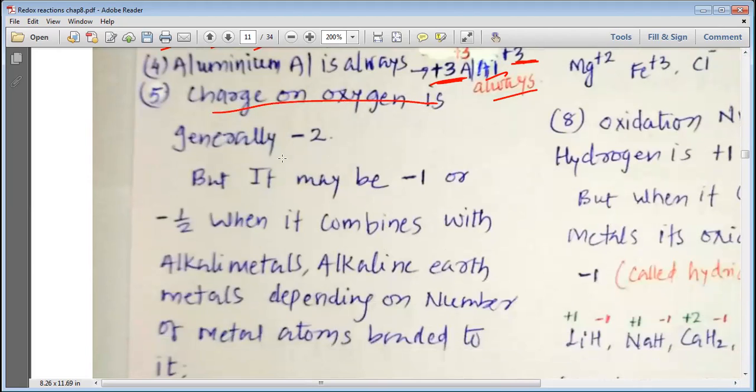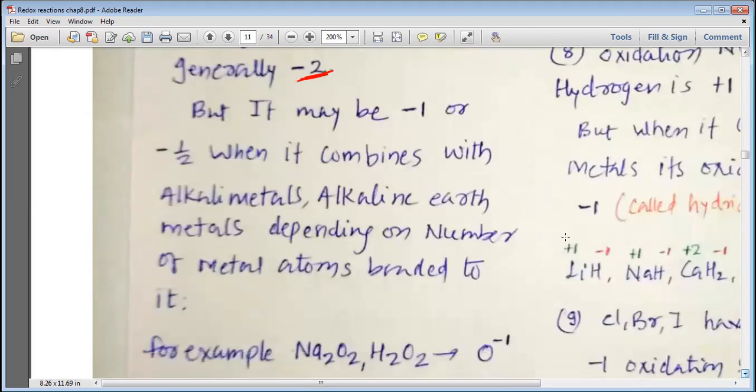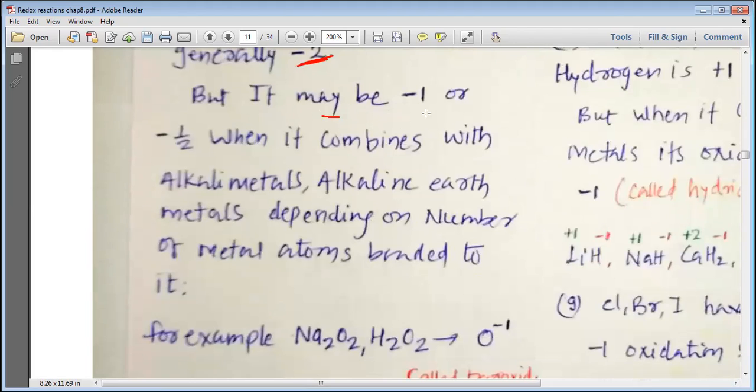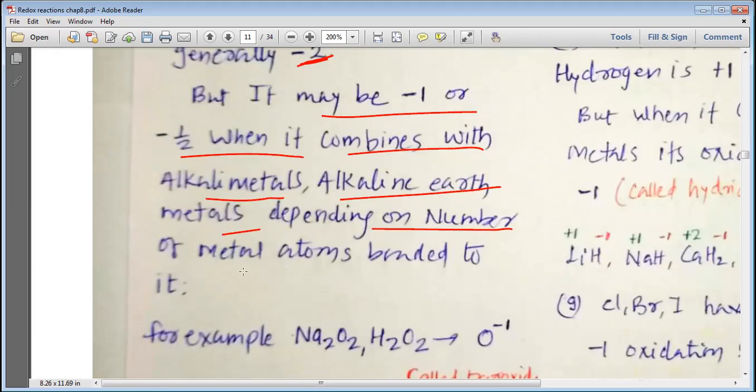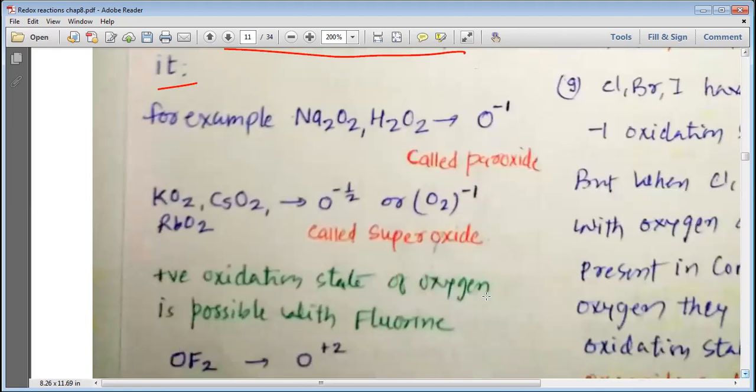The charge on oxygen is generally -2. But there are a few exceptions. It may be -1 or -1/2 if it combines with alkali metals or alkaline earth metals, depending upon the oxidation number of the alkali metals or alkaline earth metals bonded to it. For example, in Na2O2 or H2O2, oxygen is -1, which is called the peroxide ion.